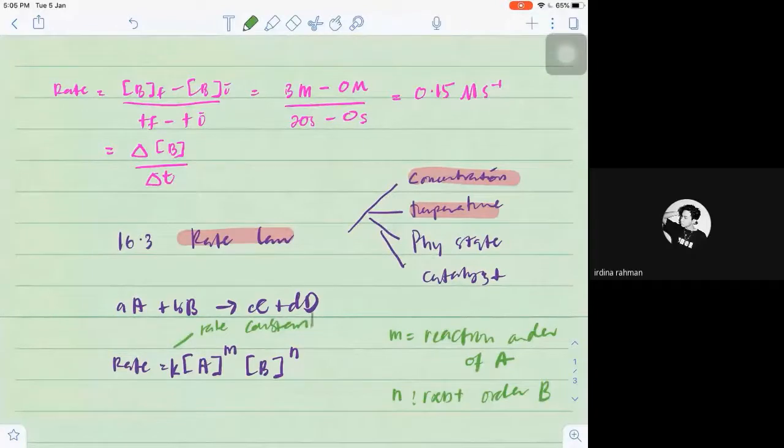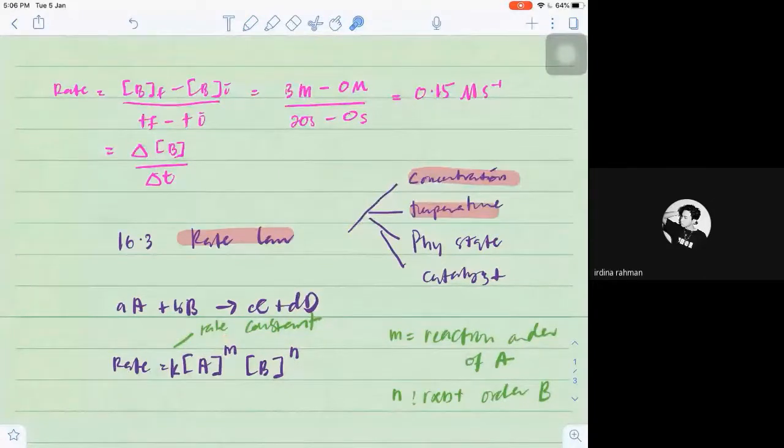So the value of the rate constant and the values of the orders, M and N, can only be determined by experiment. But what is the meaning of the reaction order? Look at your textbook, highlighted there, reaction order. The reaction order defines how the rate is affected by the reactant's concentration. The value of M will determine how changing the concentration of A gives an effect to the rate. The value of N will tell us how changing the concentration of B gives an effect to the rate of a reaction. So that is the reaction order.